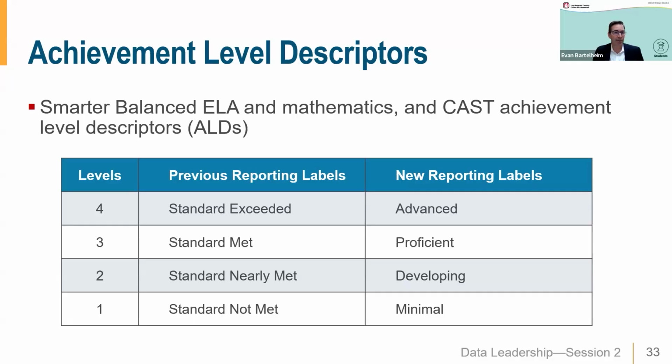So you'll notice in the table that's here that level 4, which was previously identified as standard exceeded, now has a new reporting label of advanced. Level 3 changed from standard met to proficient. Level 2 from standard nearly met to developing, and level 1 from standard not met to minimal. Additionally, the 3 ALDs for the California Spanish assessment, not pictured here, but just so you know, are high degree, moderate degree, and limited degree.